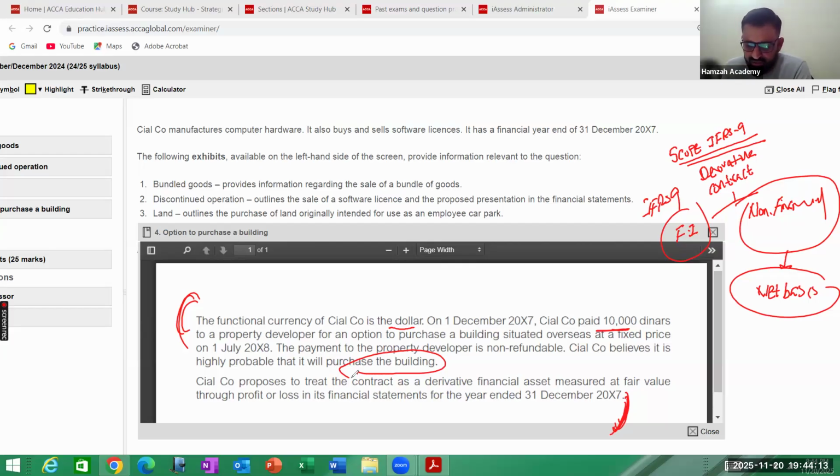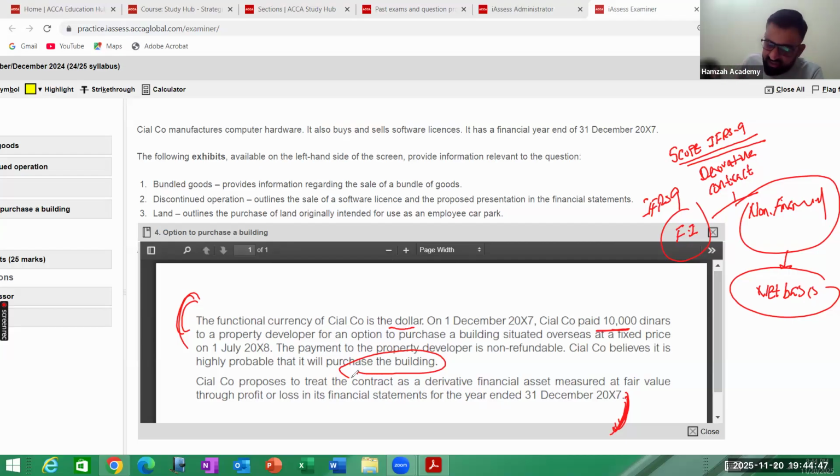This option is a derivative, but a derivative can be treated as a financial instrument only if it involves a financial item, or if it involves a non-financial item and we have an intention to settle it on a net basis. If in case of a non-financial item we have an intention to take the delivery, then it is an executory contract and it should not be a financial instrument. And if it is not a financial instrument, then it can't be a financial asset or a financial liability.